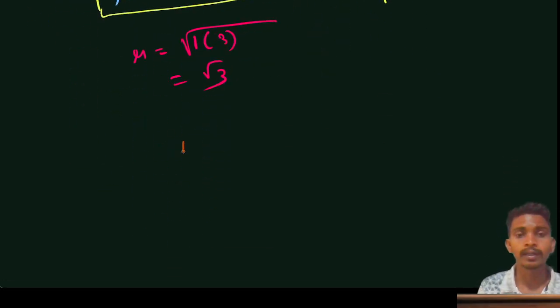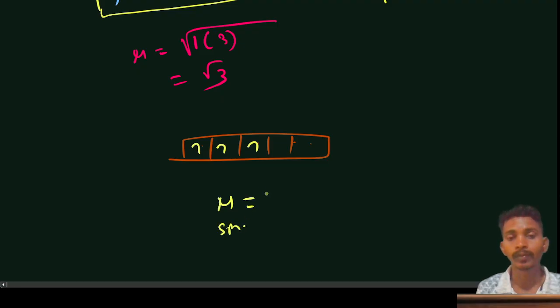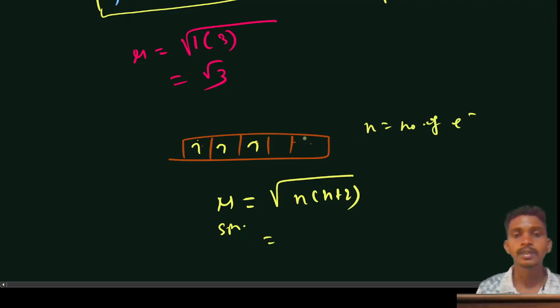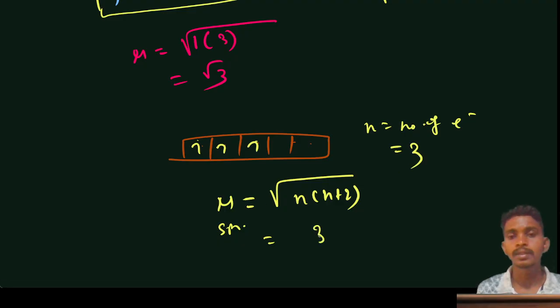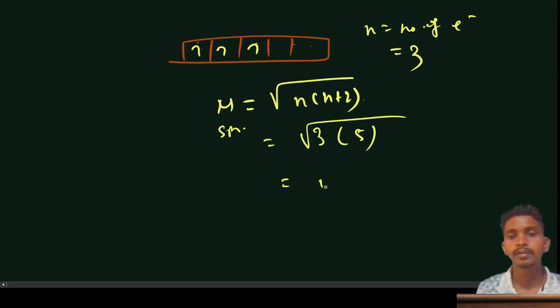Similarly, if we have any number of electrons, 1, 2, 3, 4, 5. Let's say we have the electrons 1, 2, 3, then in that case we can directly put the magnetic moment. If the spin only magnetic moment is asked, then what is it? n into n plus 2. How many electrons are there, the number of electrons? That is 3. So 3 into 3 plus 2, that is 5, like that. Okay, that is root 15.